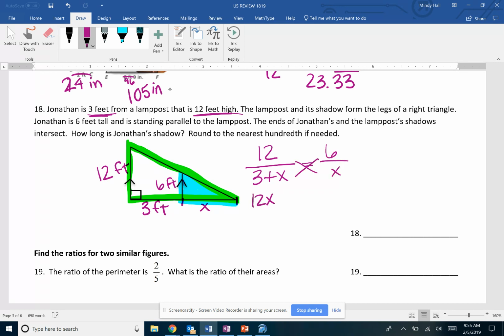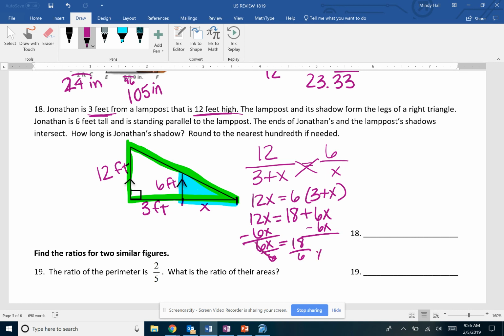So when you cross multiply, you get 12x equals 6 times 3 plus x. So then that would be 18 plus 6x. And then when you subtract 6x, you get 6x equals 18. And then if you divide by 6, you get that x equals 3. And remember, that is Jonathan's shadow, is what x represents. So that means that Jonathan's shadow is 3 feet long. And we do not have to round or do anything fancy with that.